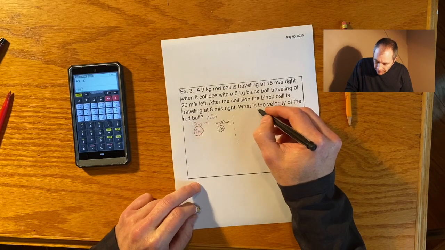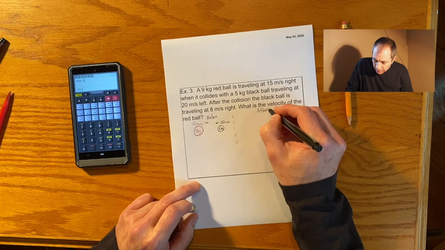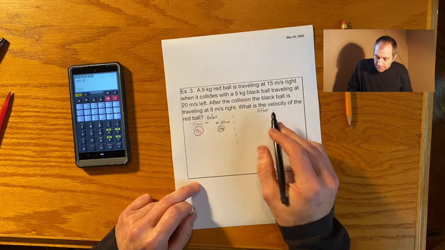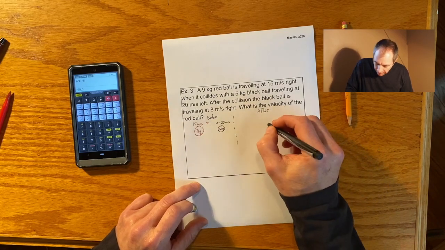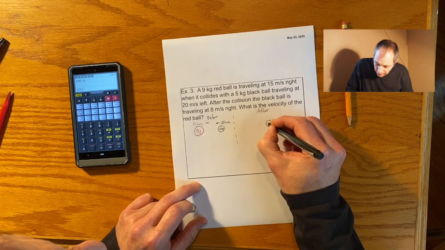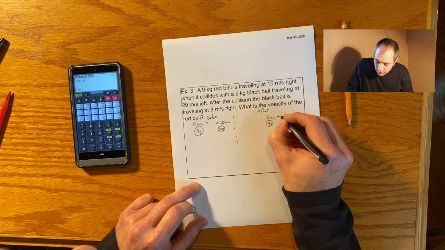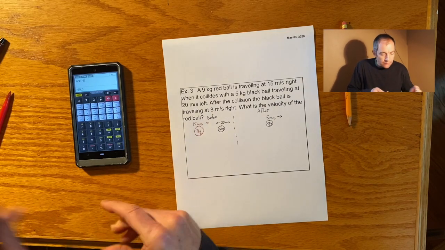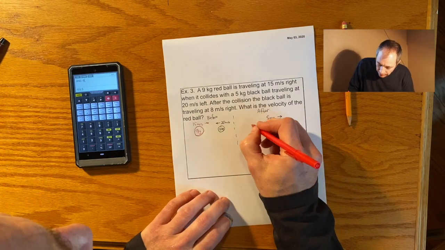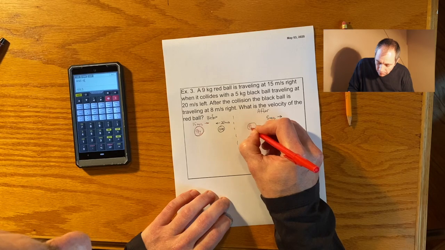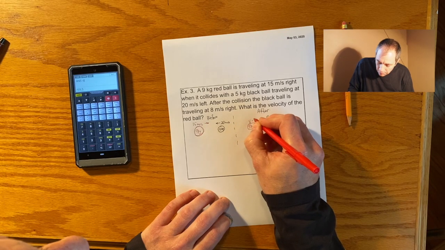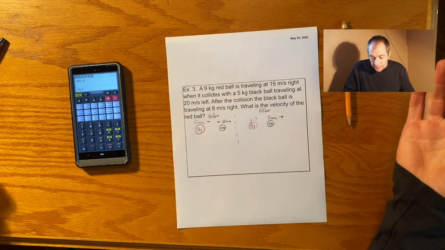Okay, my after picture. What do we say? After the collision, the black ball is traveling at 8 meters a second right. So I've got this as 5 kilograms. It's going the other way. And the red ball, I don't know what it's doing. But our steps are exactly the same.